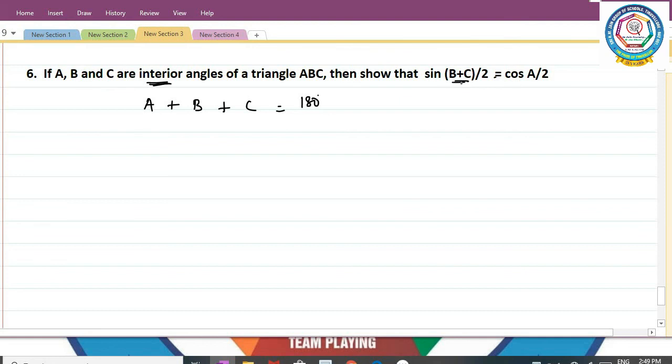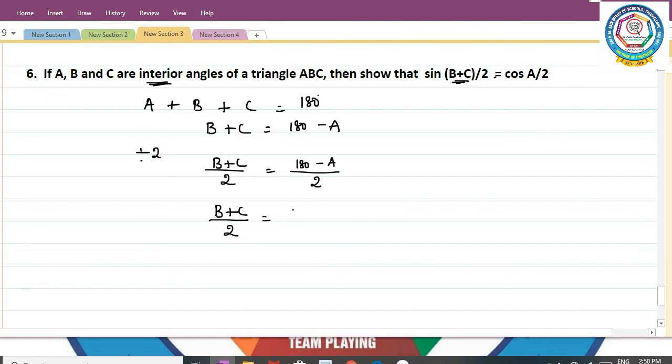So what is on this side? B plus C. I am going to keep B plus C on this side, and 180, then A I am taking to that side, so minus A. Next I am dividing by 2 on both sides. So (B plus C) by 2 equals (180 minus A) by 2. Next, (B plus C) by 2: if I divide 180 by 2, it is 90 minus A by 2.